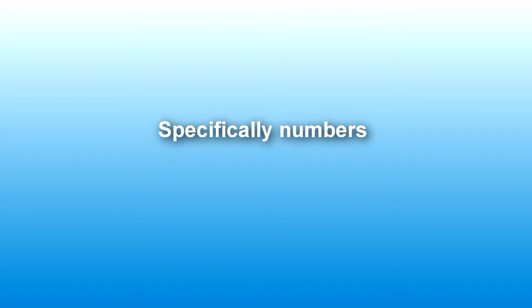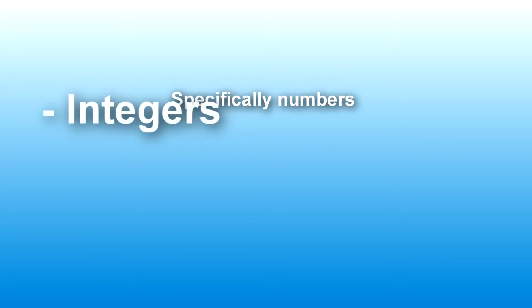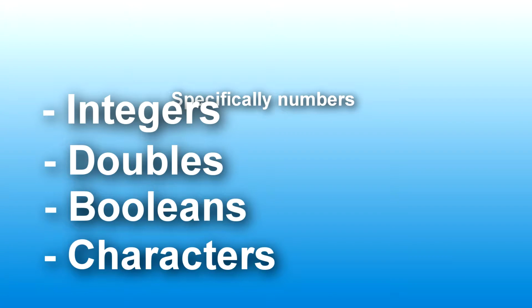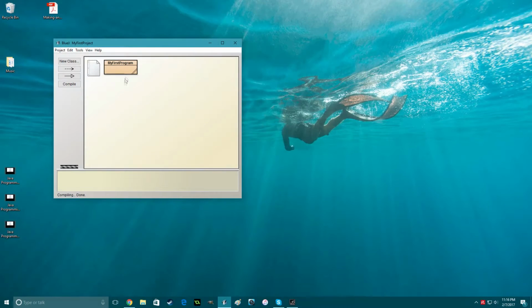Well, hello everyone, welcome back. This is episode 4 of my Java programming tutorial series, and today we're going to learn about a variety of things, but specifically different data types. So we've learned about strings, which store sentences, and now we're going to learn about things like integers, doubles, booleans, and chars, or characters. Alright, so let's jump right in.